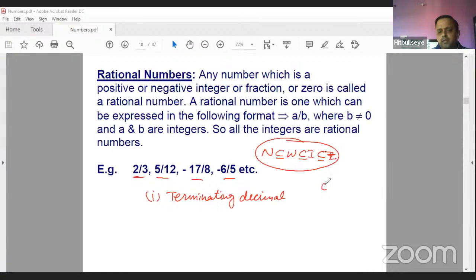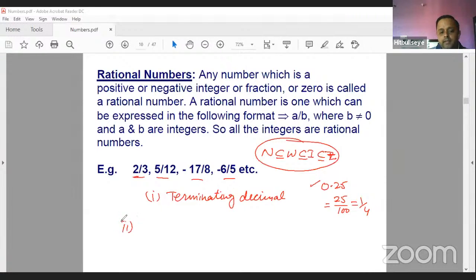A very simple example, 0.25. If I write just 0.25, it is a decimal, but a terminating one. The reason being the decimal ends after 5. There is no digit after 5, so it is a terminating decimal. It is an ending decimal. This can be converted into a rational number by writing it as 25 by 100. 0.25 is nothing but 25 by 100, which can be written as 1 by 4.